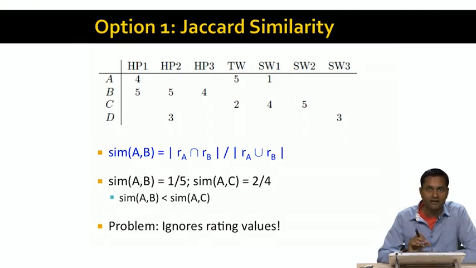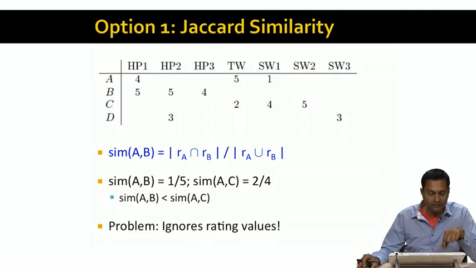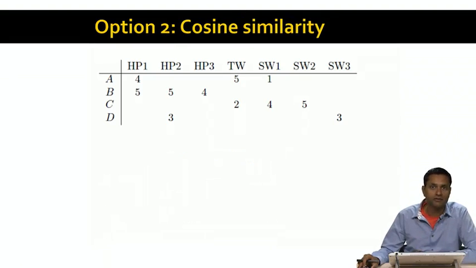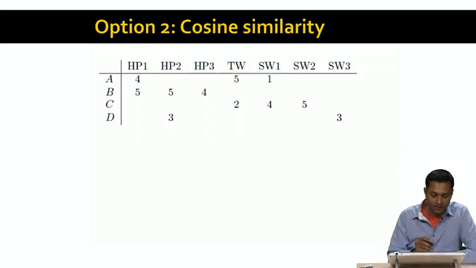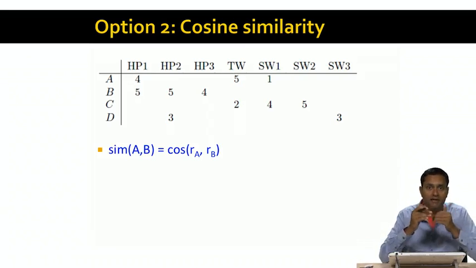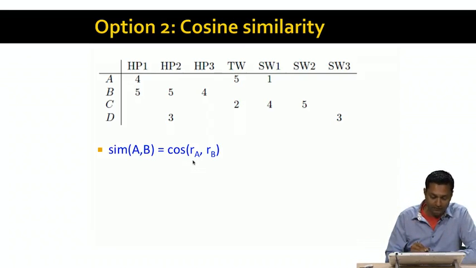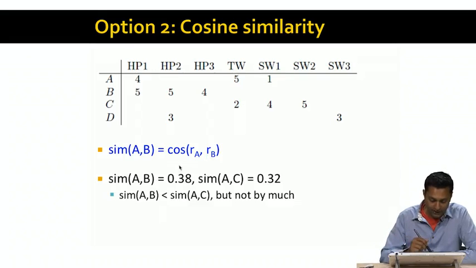Now, a way of capturing the rating values and using them to compute similarity is to notice that A and B and A and C are vectors, and so we can compute the cosine between the vectors and use cosine distance. And this is very similar to the way we used cosine distances in the case of content-based filtering. So let's define the similarity of A and B to be just the cosine of the angle between the rating vectors RA and RB, right?